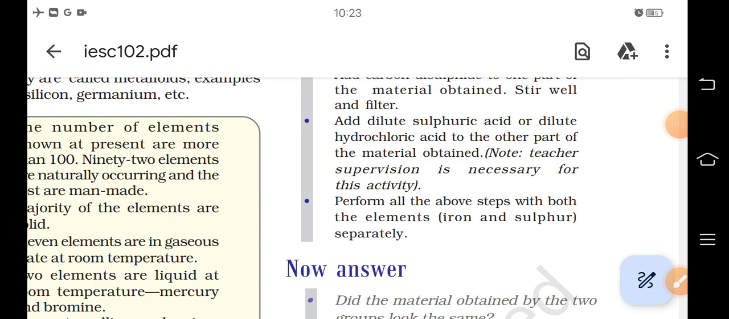Note: teacher supervision is necessary for this activity. Perform all the above steps with both the elements iron and sulfur separately.